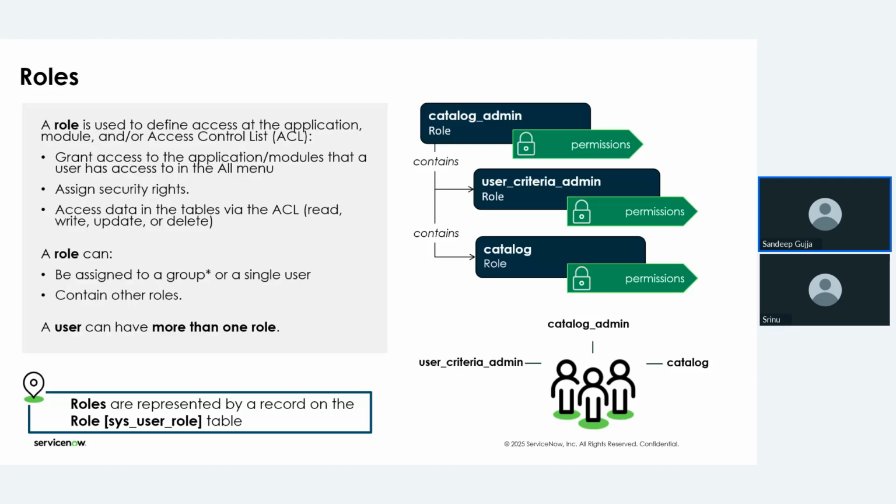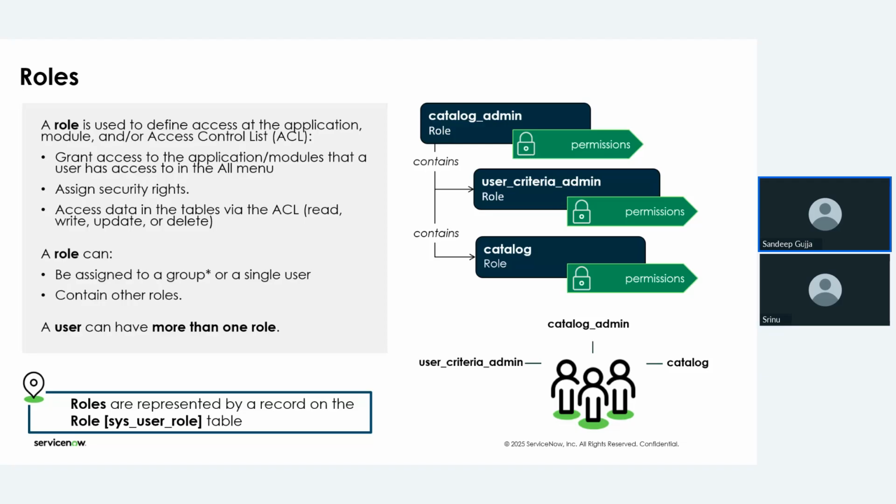In the same way, if we want to separately give access for an application or module, we can define that in a role. Then if I give that role to the user, the user will see the application as well as the module. Coming to the next points: assign security rights and access data in the tables via ACL. ACL is a concept you will understand in later classes, where we control read level access, write level access, update level access, and delete level access.